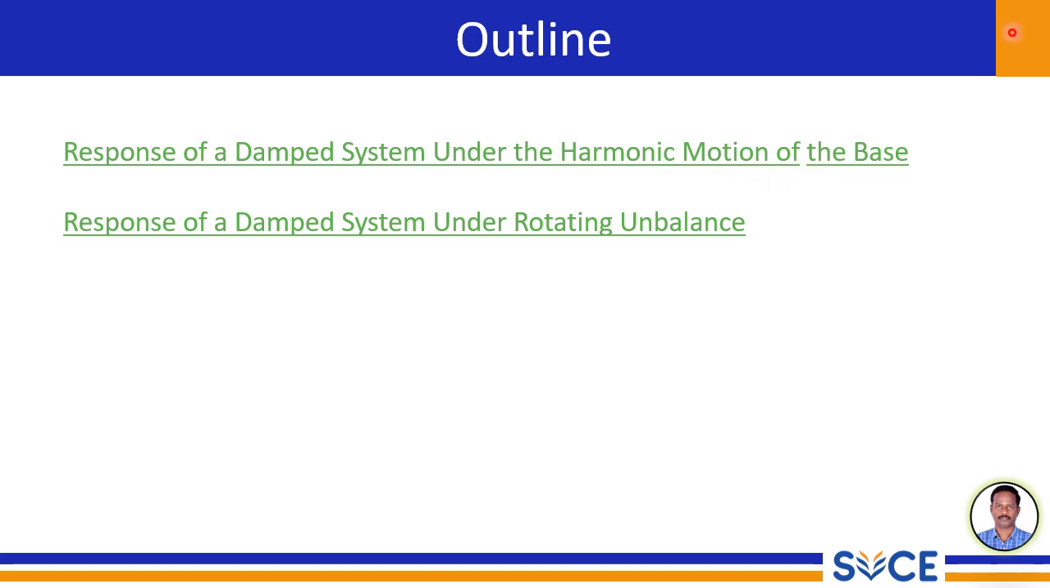Next, we will move on to a slightly different but equally important scenario, response of a damped system under rotating unbalance. This is a very common situation in rotating machinery where an imbalance in the rotating component creates a periodic force leading to forced vibrations. We will see how this type of excitation affects the system's response, and also how we can analyze and mitigate the resulting vibrations.